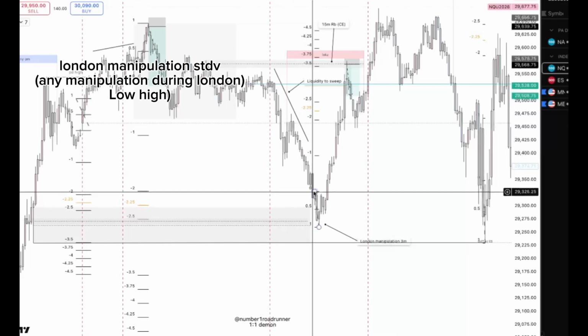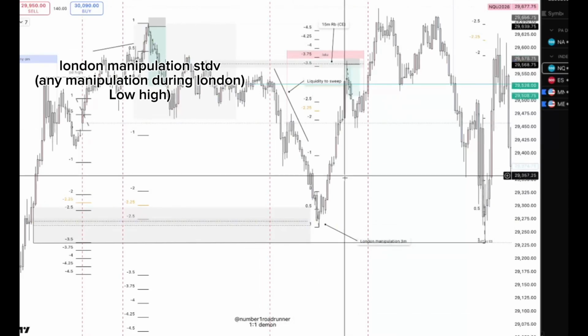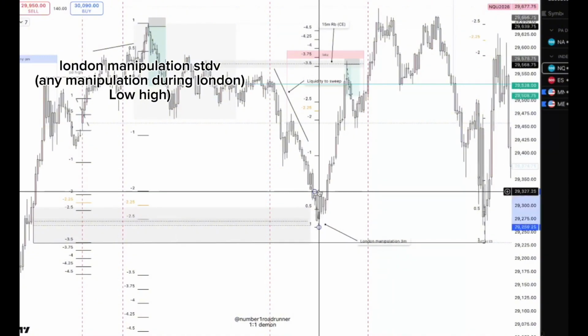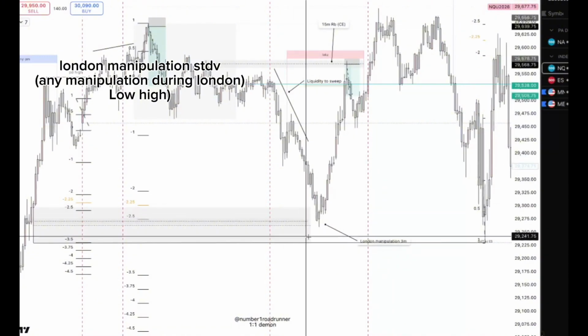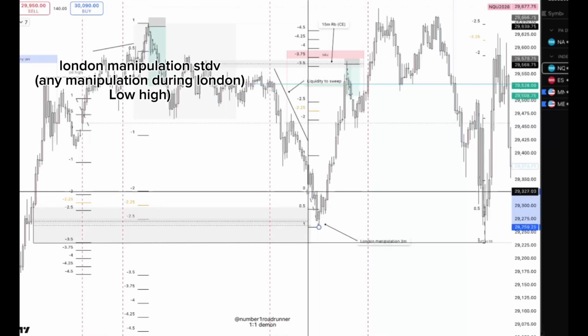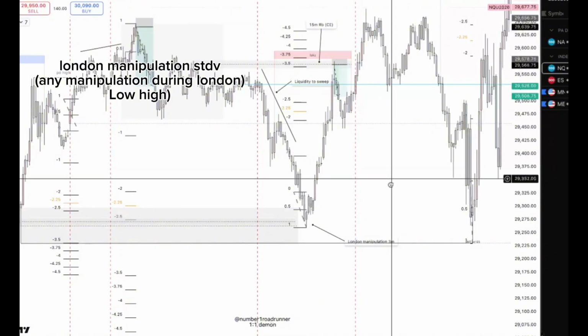Alright, now this next example is going to be London manipulation. You know this is manipulation, because this is accumulation, manipulation, we sweep all of this. All you do now is mark out your standard deviation from low to high of this manipulation, from this low to this high.